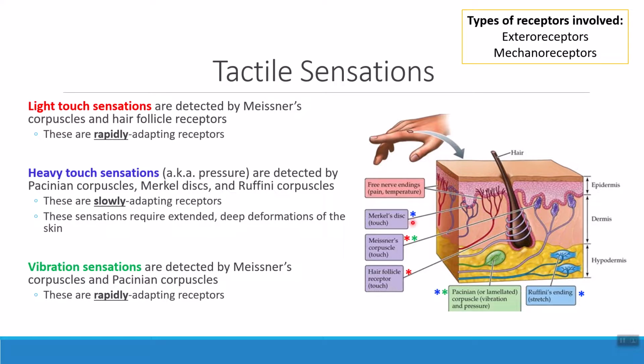So every time I see a blue star, I'm looking at a structure that does heavy touch detection. Every time I see a red star, I'm looking at something that detects light touch sensations. And green stars, structures that help with vibration. So whichever way helps you to learn it better, make sure we can keep straight which kind of receptor detects each of these kinds of information, and vice versa. What kinds of information do each of these receptors detect?